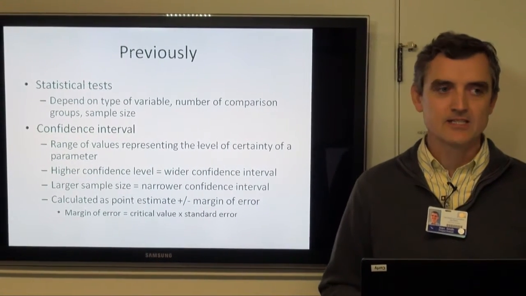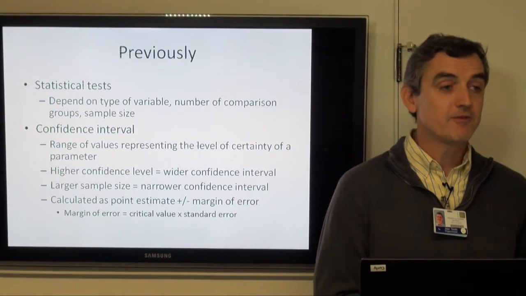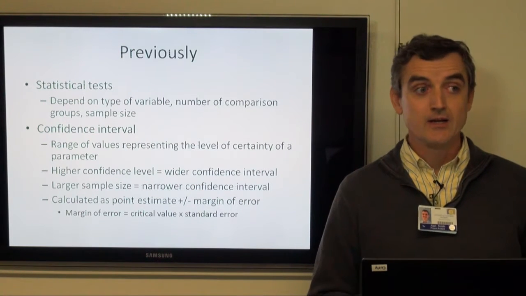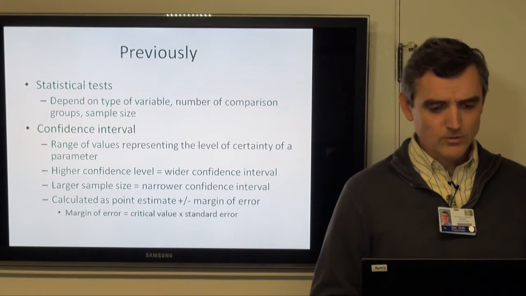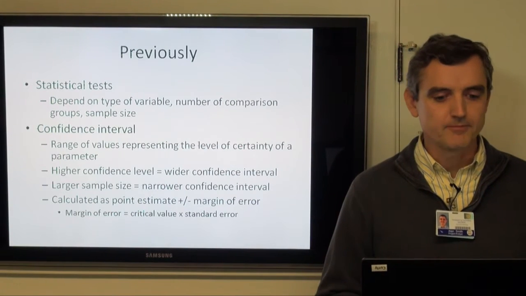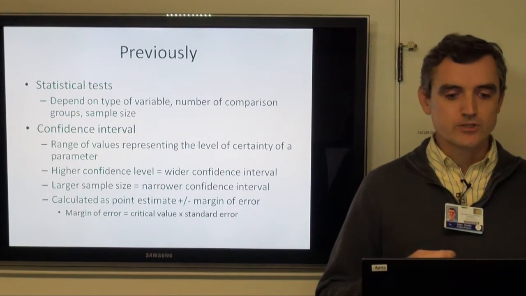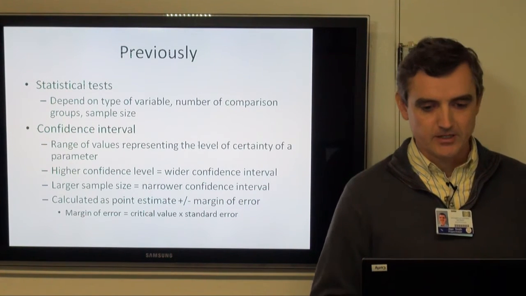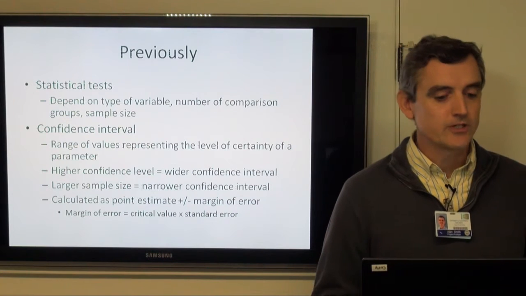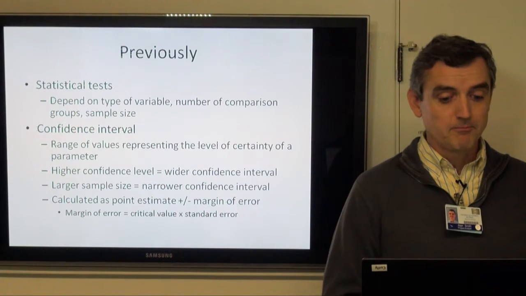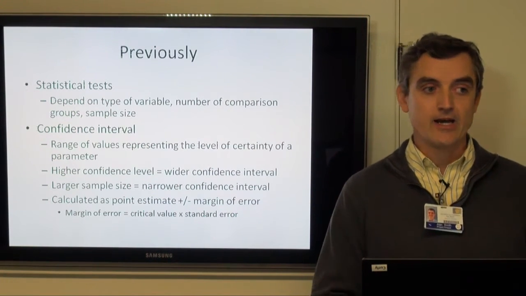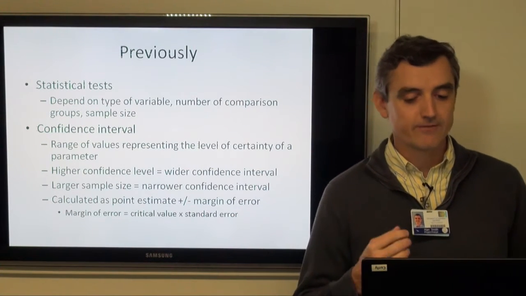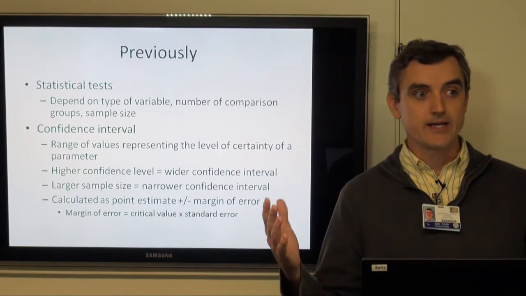But really, statistical testing, hypothesis testing, just depends on the type of variable, especially the outcome variable that you're looking at, and the number of comparison groups, and your sample size. And we'll get into issues with sample size later. There are a couple of different ways you can approach this. One is the confidence interval, where you have a range of possible values representing how certain you are about that parameter. When you're calculating a higher confidence level, like going from 95 to a 99% confidence level, that confidence interval, again, is going to get wider.